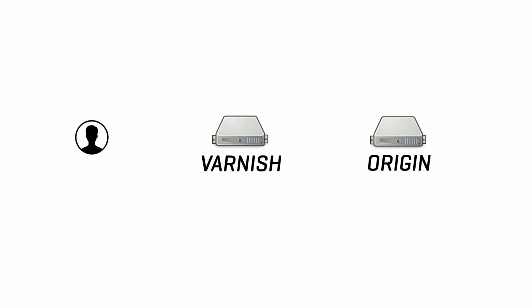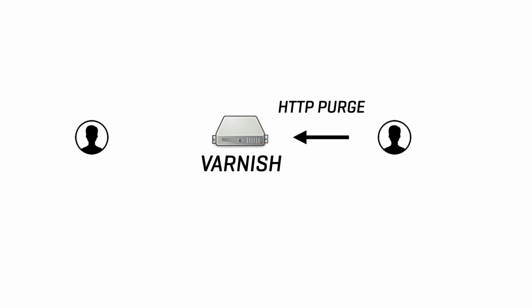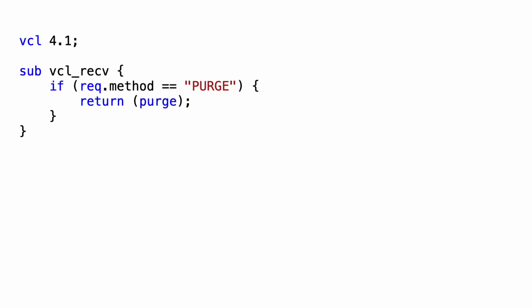When we want to invalidate content from the cache and remove certain objects from Varnish, the origin can actually send an HTTP purge request to Varnish. Could be the origin, could be any other client sending that request. And then Varnish will respond with a 200 purged. The logic to perform those purges needs to be implemented in VCL, and here's an example of what that might typically look like in its most simple form.